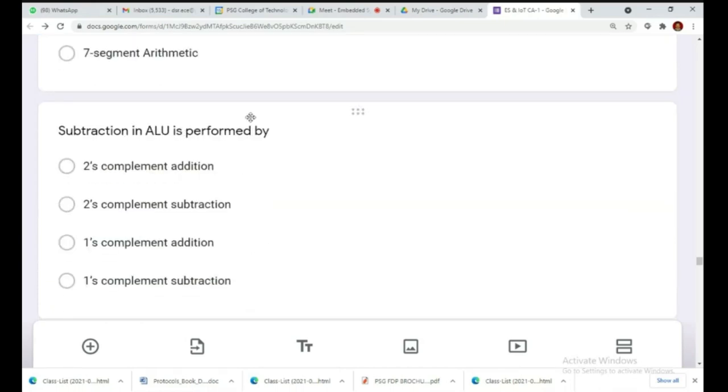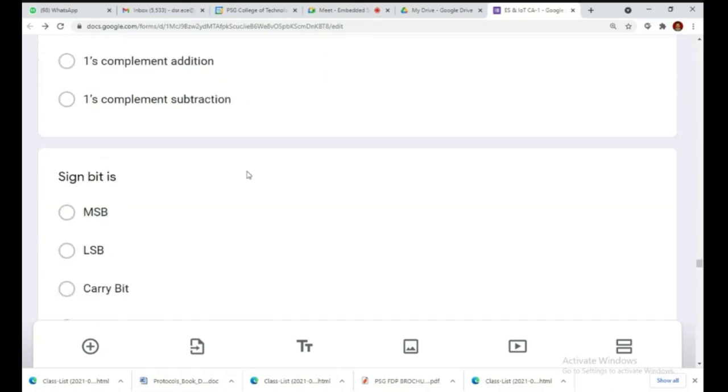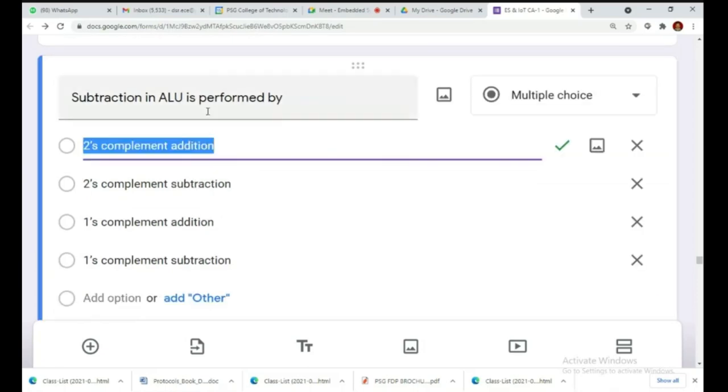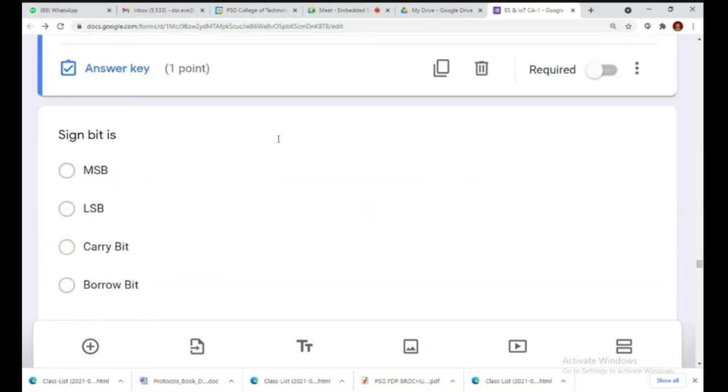Subtraction in ALU is performed by two's complement addition. All of us know very well, subtraction in ALU is performed by 2's complement addition. There is no subtractor, only an adder is available. By performing the 2's complement addition, we can do subtraction also. So the right answer is 2's complement addition.